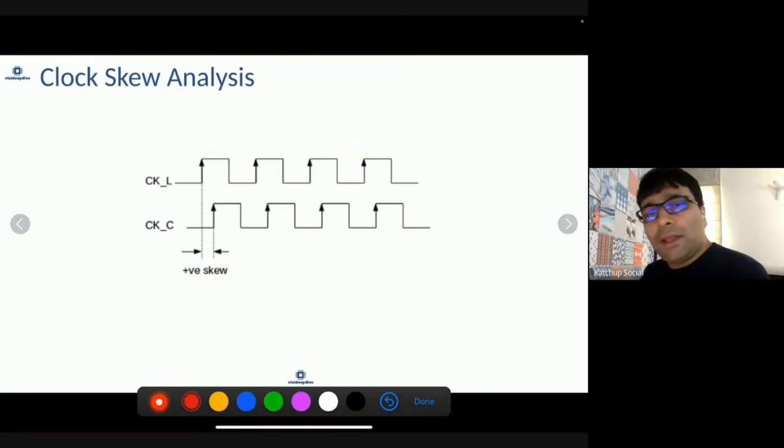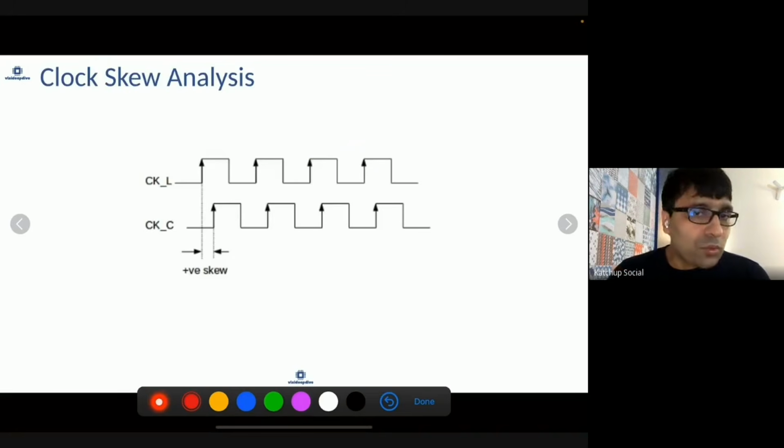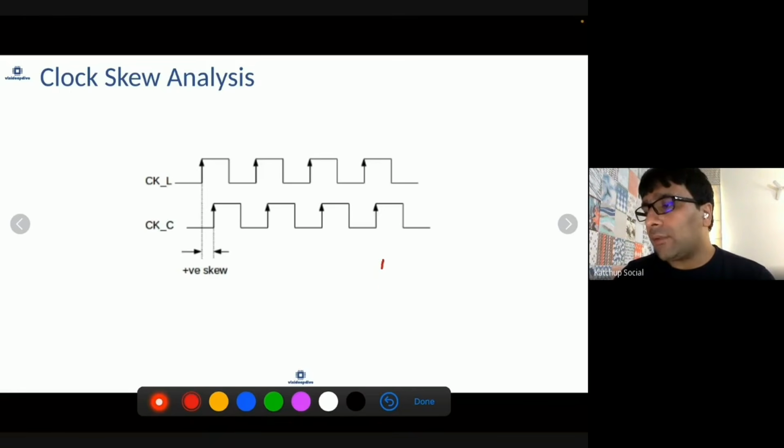In addition to that, STA also checks clock skew analysis. Slew and skew mean different things, even though there is only one letter difference. Slew means transition time, or how much time it takes for a signal to go from 0 to 1 or 1 to 0. Typically, it is measured from 30% to 70% of the VDD. Skew is the difference in delay of the clock at different points.